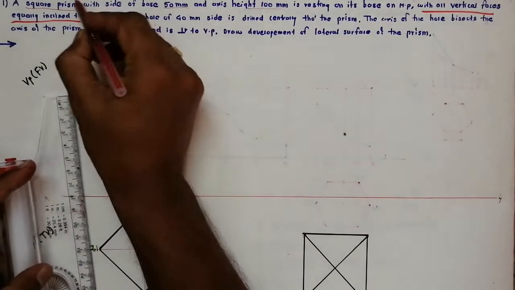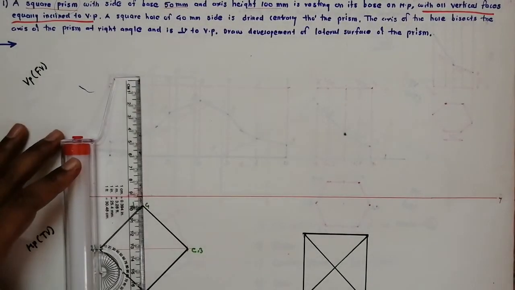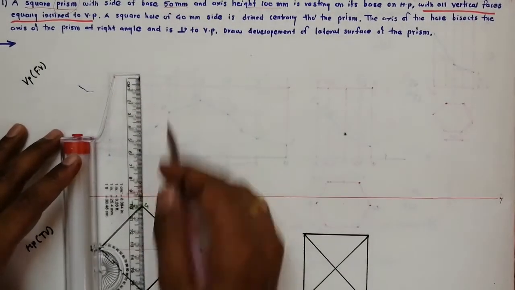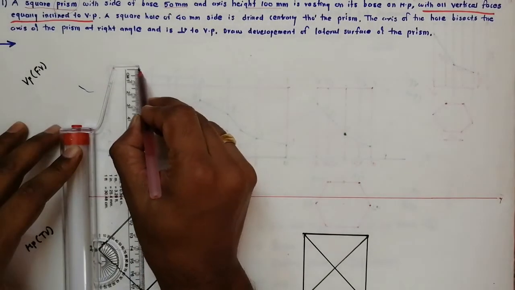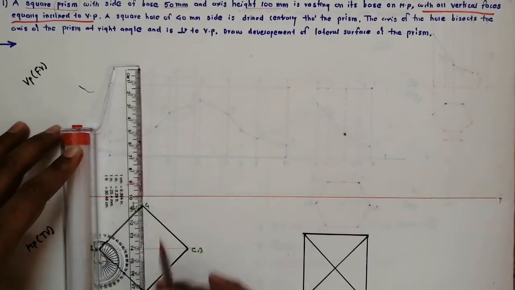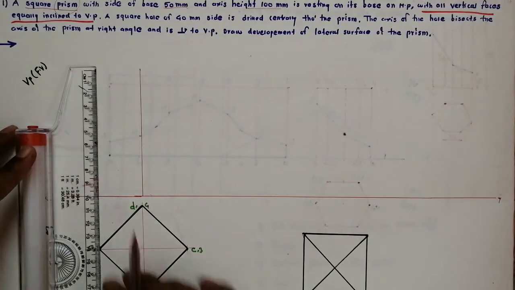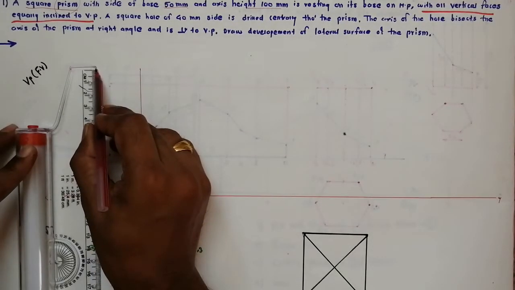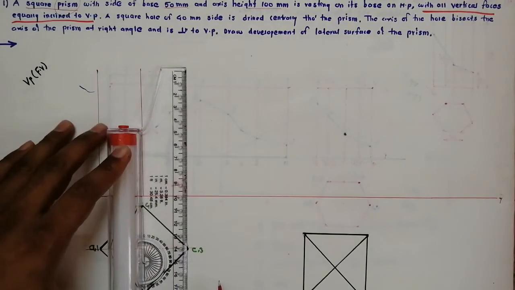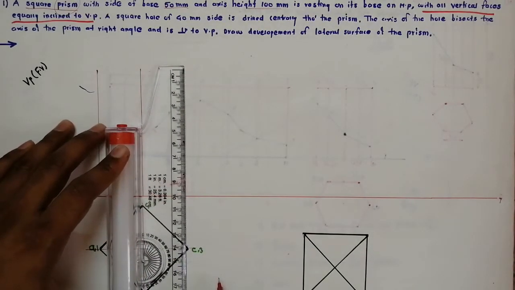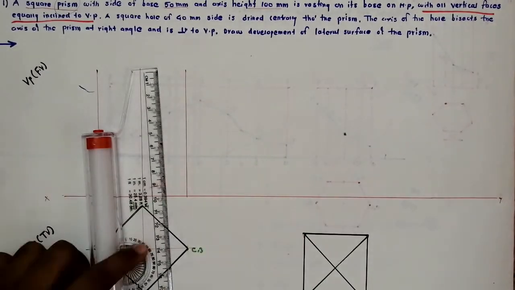So we know that since this is a prism, front view is rectangle. Now the axis height is 100. This is the axis height and it is 100. The other projections are from A, and the next projection is from here.